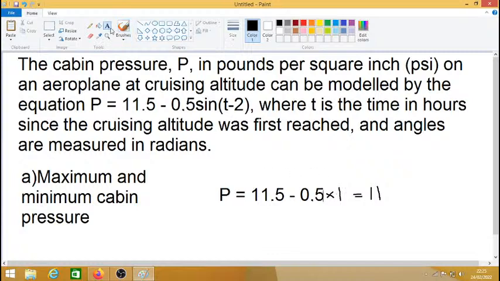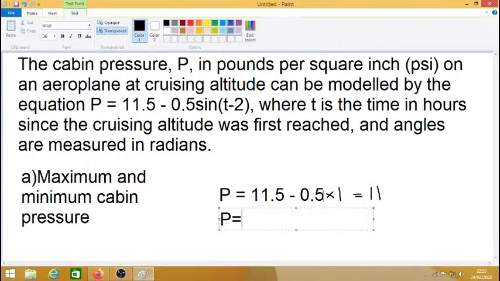Or remember the sine curve can go down as well, and it can go down to -1. So let's do the same thing but with putting in -1. So that'll be 0.5 times -1. And that will be equal to, 2 minuses make a plus, so that will be adding 0.5. So that would be equal to 12.